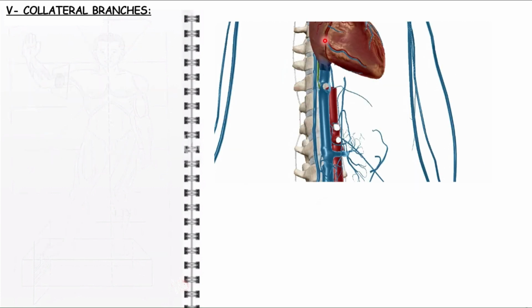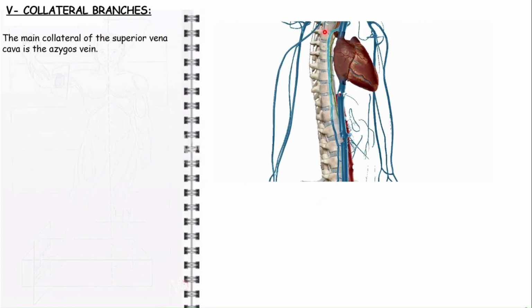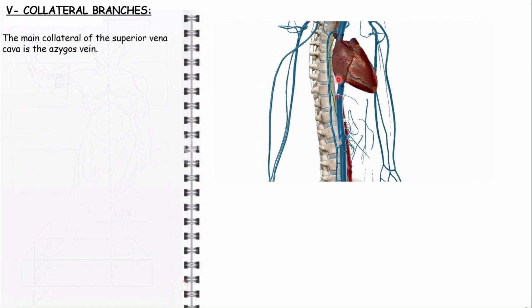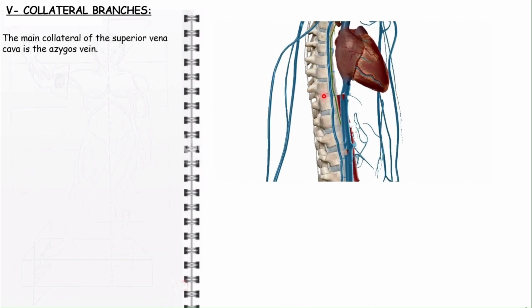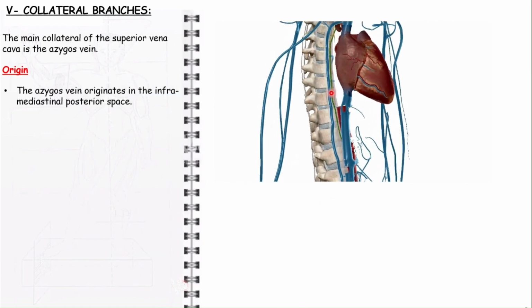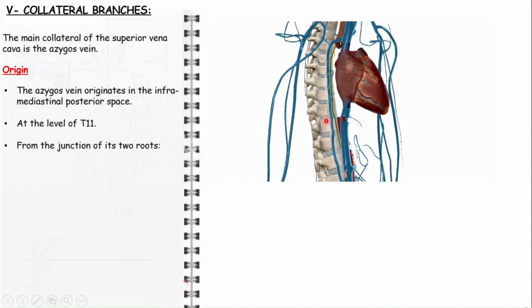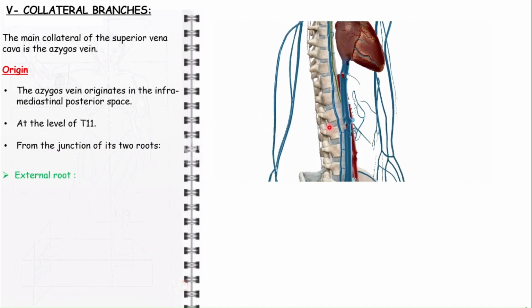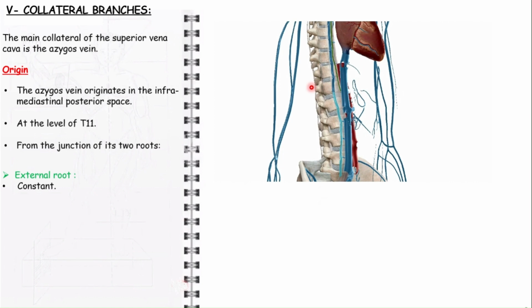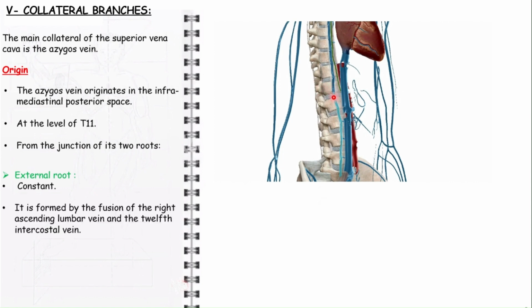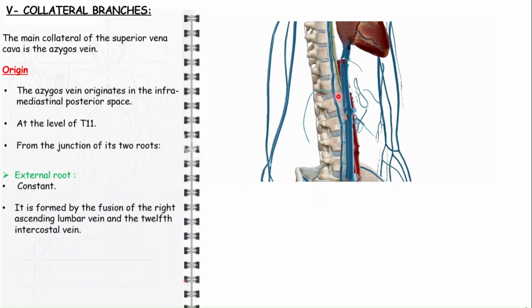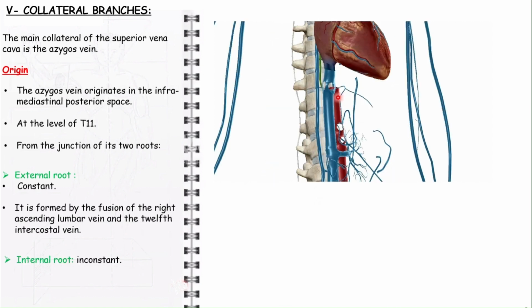Let's tackle now the collateral branches of the superior vena cava. The main collateral of the superior vena cava is the azygous vein. The azygous vein originates in the inframediastinal posterior space, at the level of T11, from the junction of its two roots. An external root, that is constant, and formed by the fusion of the right ascending lumbar vein and the 12th intercostal vein, and an internal root, that is inconstant.